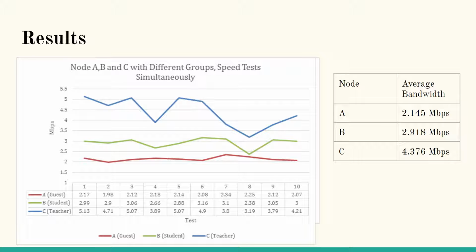For node A, we get 2.145 Mbps, and their setting is 2 Mbps. For node B, we're getting 2.918 Mbps, and their setting is 3. For node C, the setting is 5 Mbps, and they are getting 4.376 Mbps. My colleague, Ralph Guansing, will be talking about the hardware that we use and other details that are significant to our experiments.